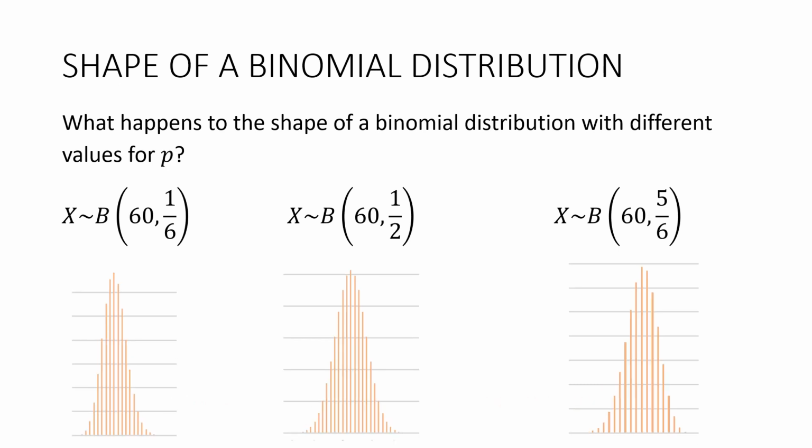We also looked at different values of p and decided that when p is equal to a half, we have a symmetrical distribution. But when p is towards the extremes, so 0 or 1, we have a skewed distribution.